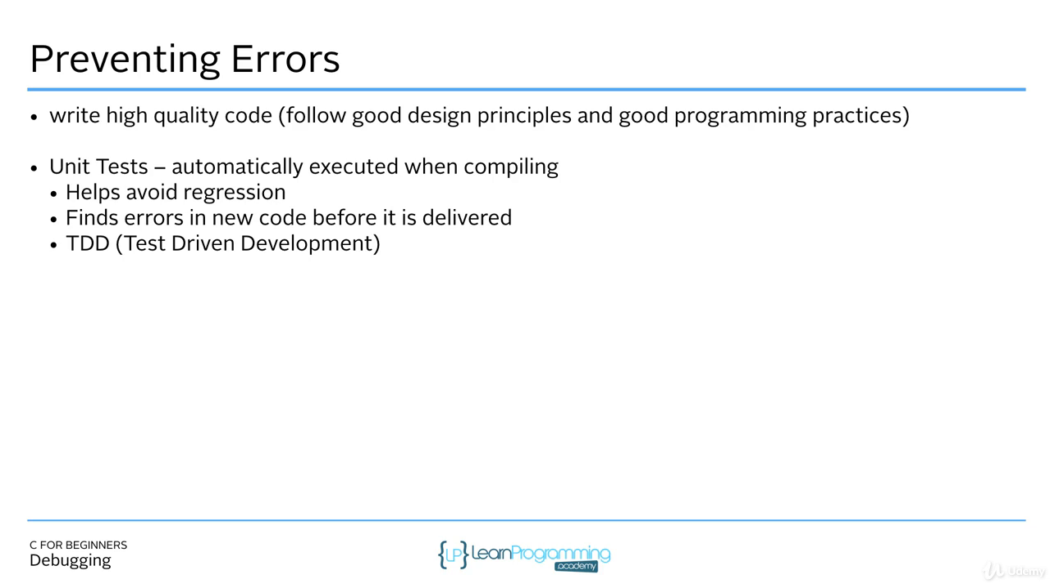If some software is working and then something new that you did broke it, you want to immediately be notified. And unit tests can help do that because unit tests will run on that old code and will say, hey, this was working, now it's failing. It also can find errors in new code before it's delivered because, again, they run after you build, and it will immediately tell you if something's wrong.